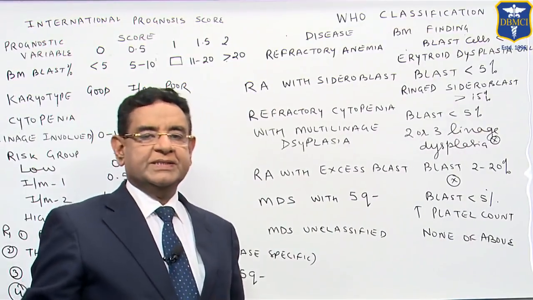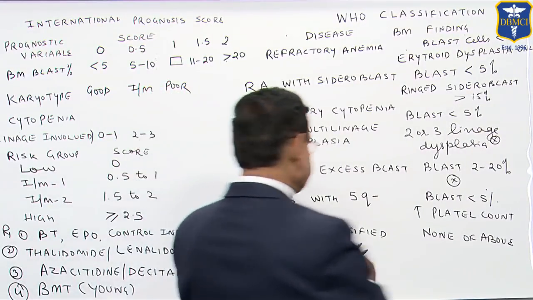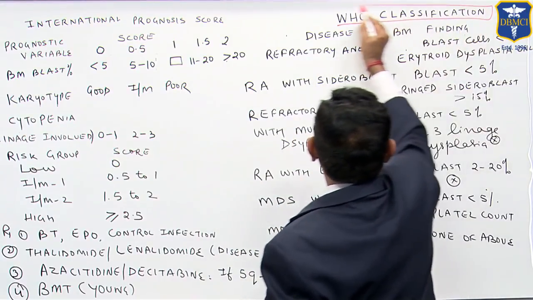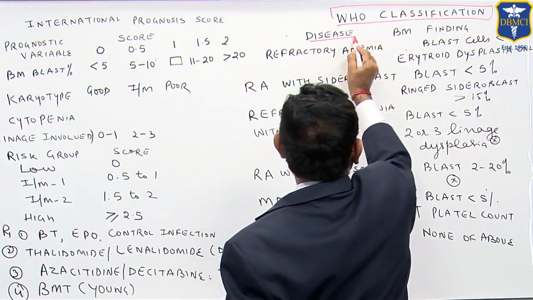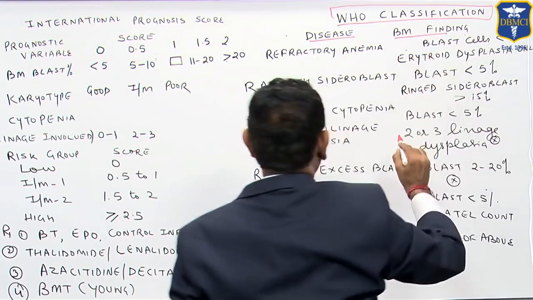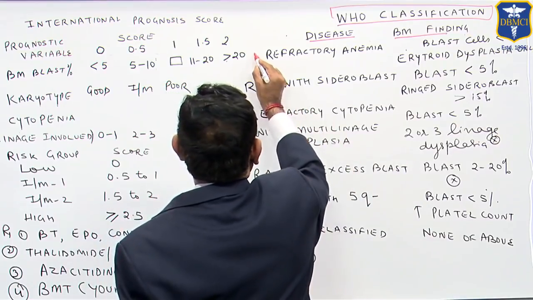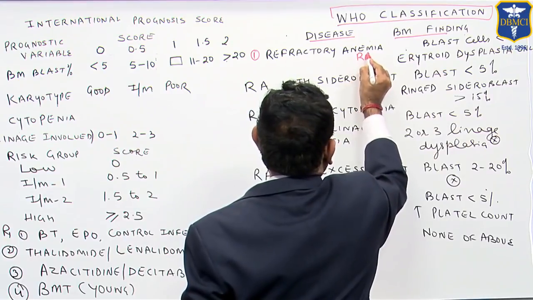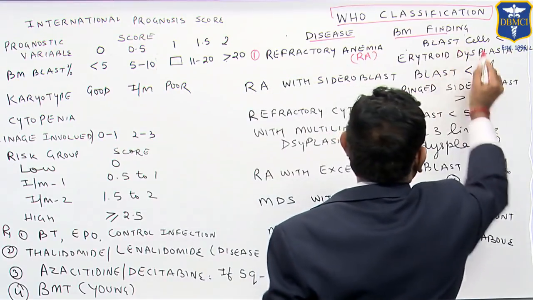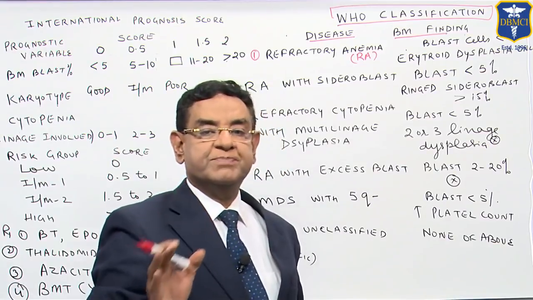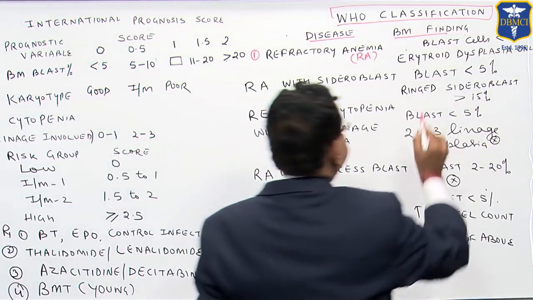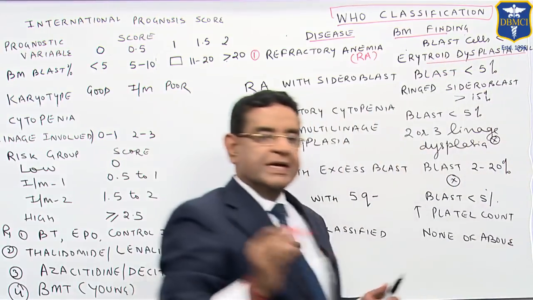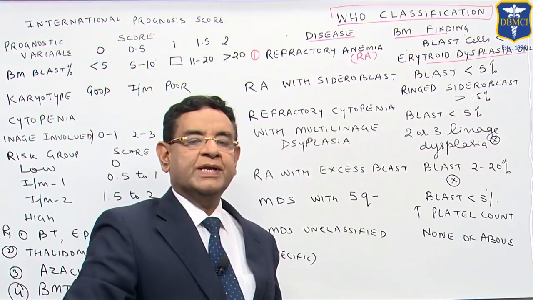Now let us see what is the classification. WHO classification is like this: disease, bone marrow finding. We call the disease a refractory anemia. Refractory anemia, when the blast cells are less than 5% in the bone marrow and there is only erythroid dysplasia only. That means lineage involved is only RBC.